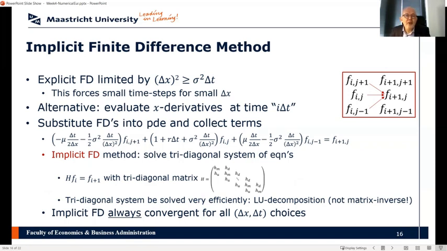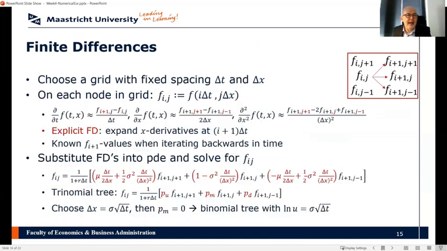And that means if I want to evaluate a payoff with small delta x steps, then I am forced to take very small time steps delta t as well. And in the binomial tree, you are automatically doing this by coupling the delta x and the square root of delta t basically one to one together.